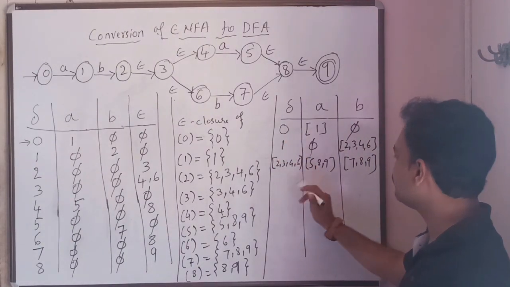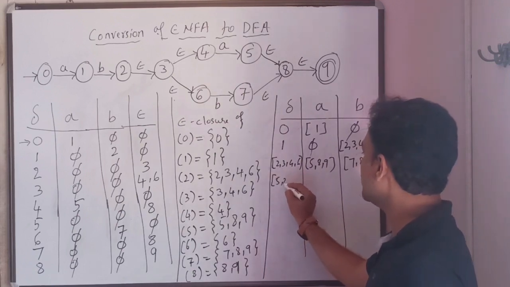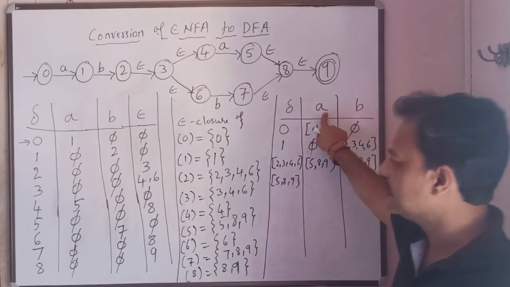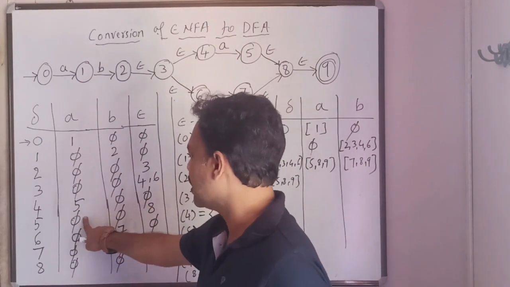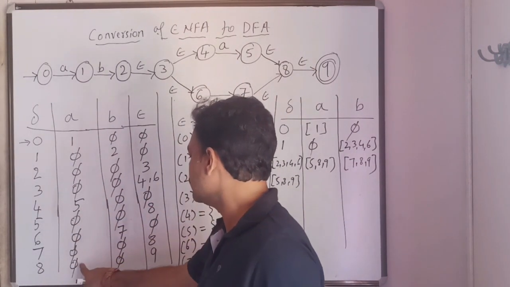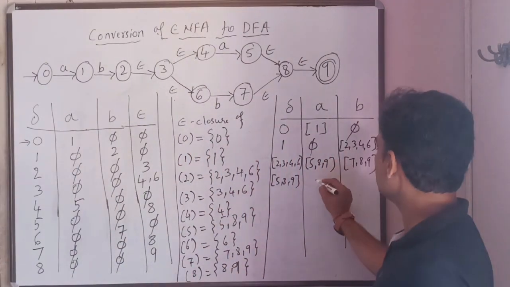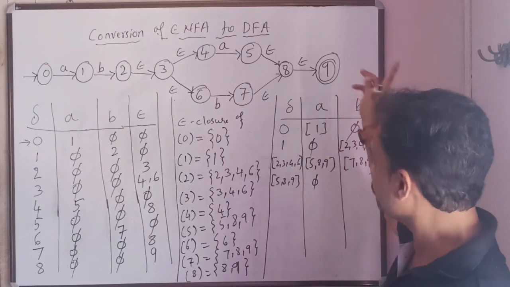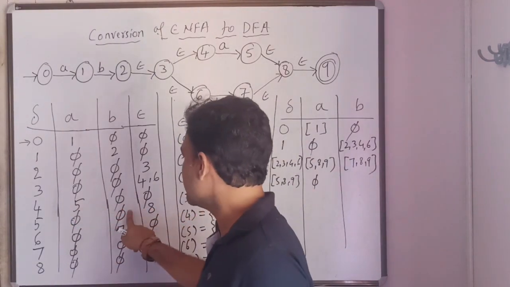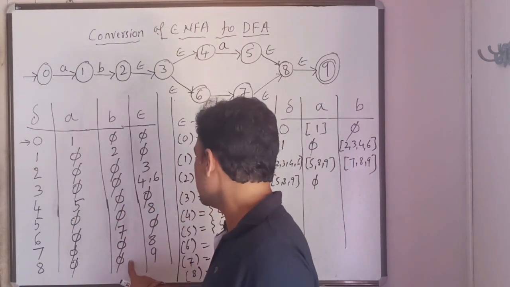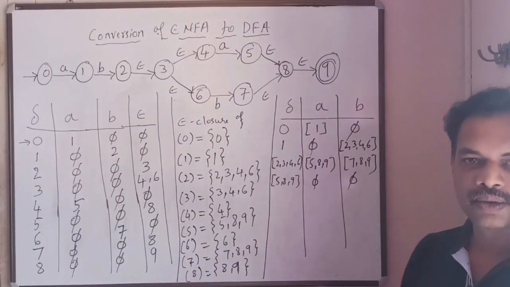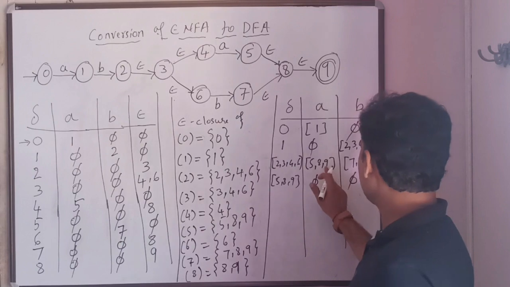Now we got new state 5, 8, 9. Now 5, 8, 9 on A: 5 on A, null. 8 on A, null. 9 on A also, null. Now 5, 8, 9 on B. 5 on B is null. 8 on B is null. And 9 on B is also null. So we don't have any particular transition there. So 5, 8, 9 is over.